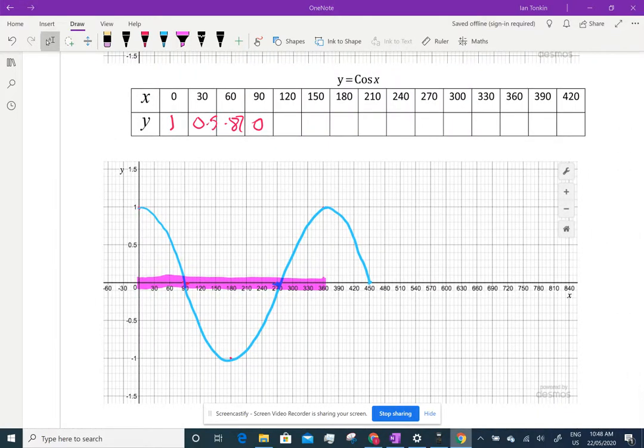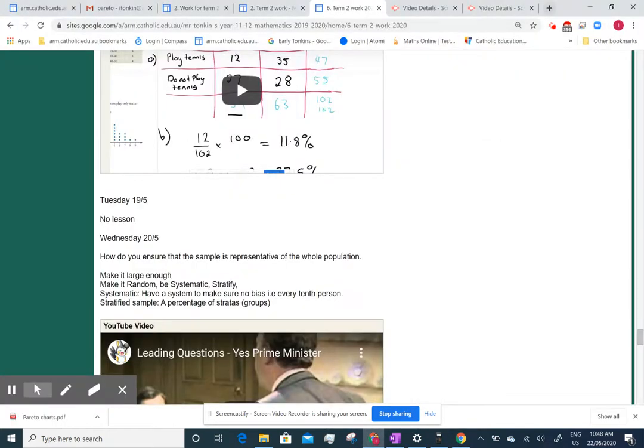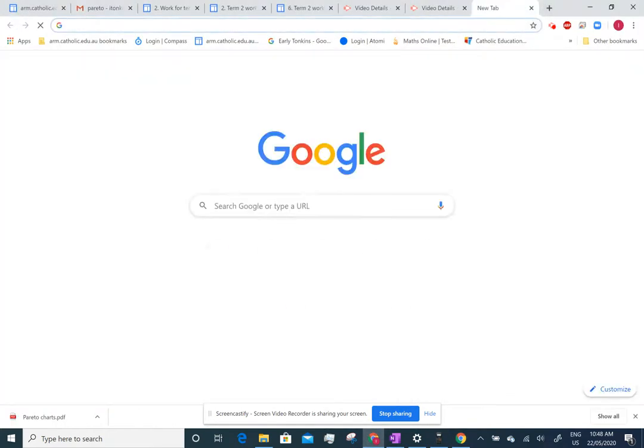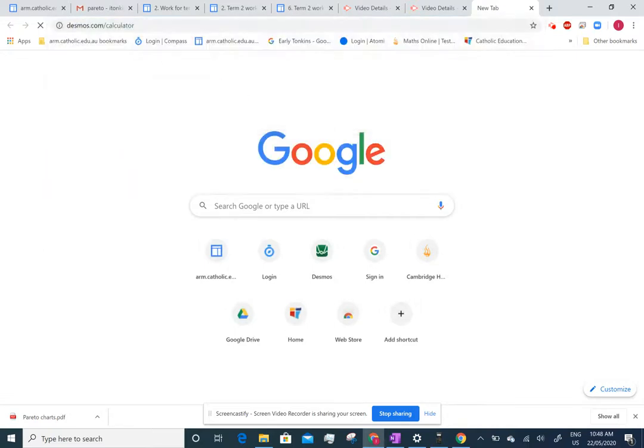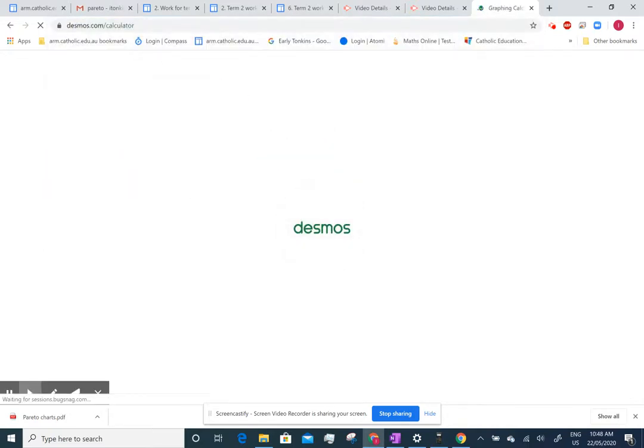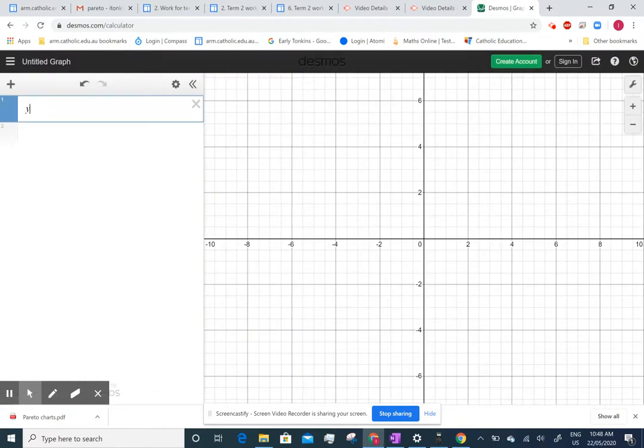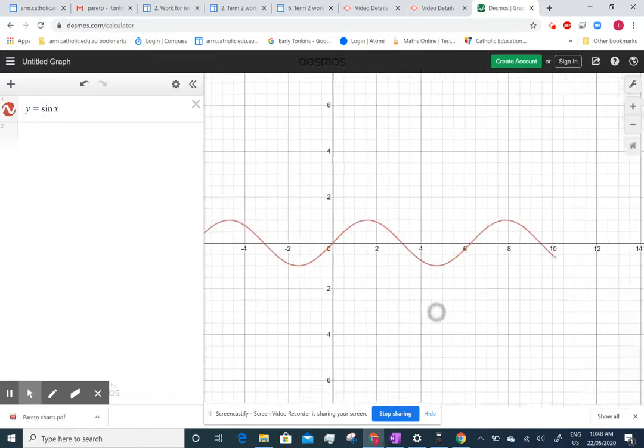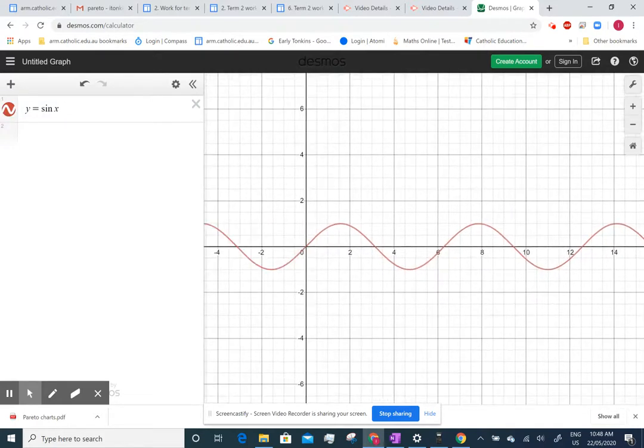Now, you can check this by going to Desmos. So we'll type in Desmos and we'll type y equals sin x. There you can see. And unfortunately, it doesn't have degrees on the x-axis. It has a thing called radians. It has a value that is equal to the radius, the number of radiuses that can fit in 360, which is 2 pi.